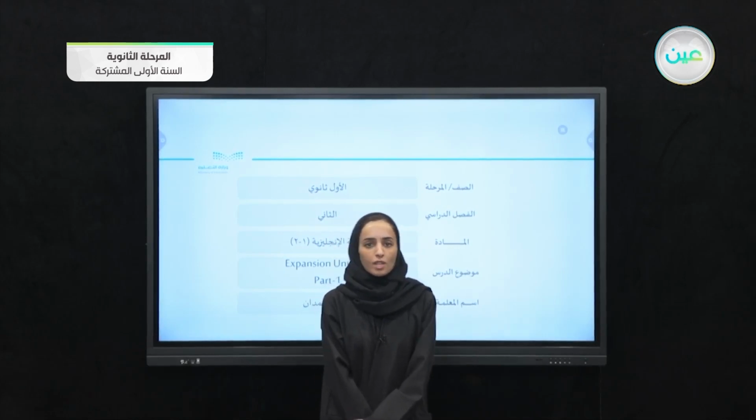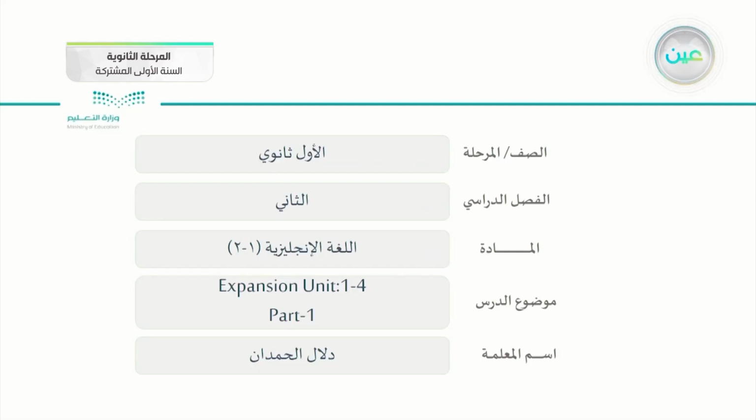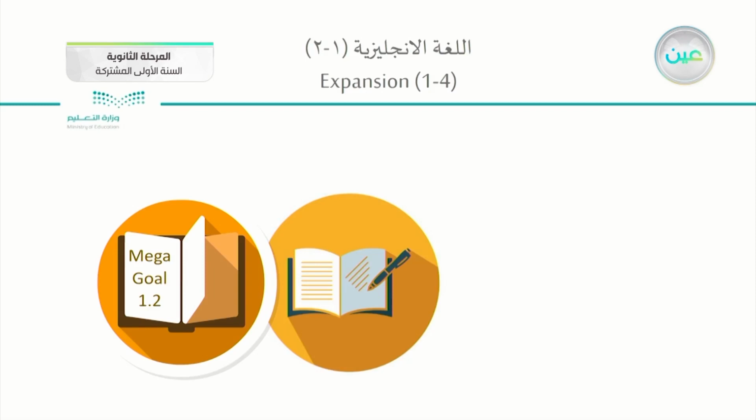In our lesson today, we'll go over the expansion in your books for units 1 to 4. This is the first part from the expansion in your books, page 60 and 61. All you need for the lesson today is your books, page 60 and 61, a sheet of paper and a pen to take down your notes.